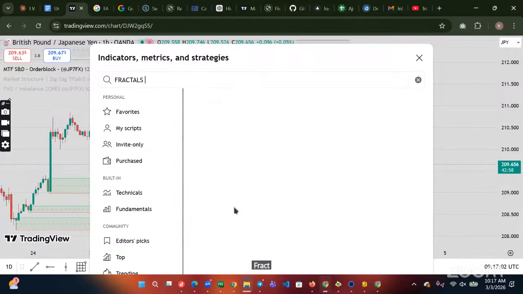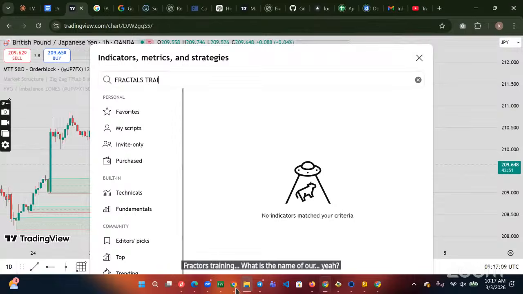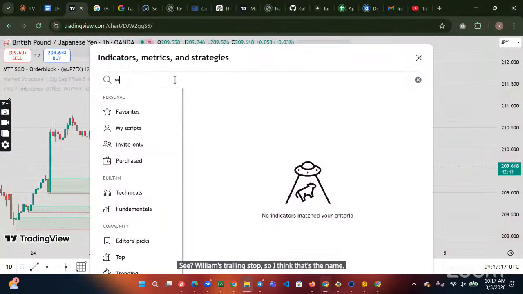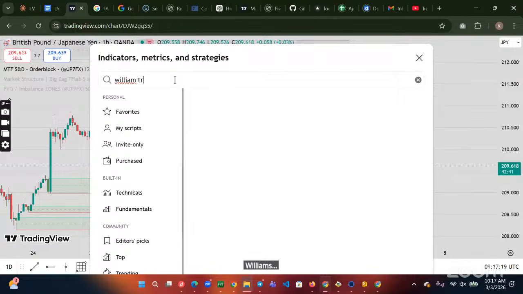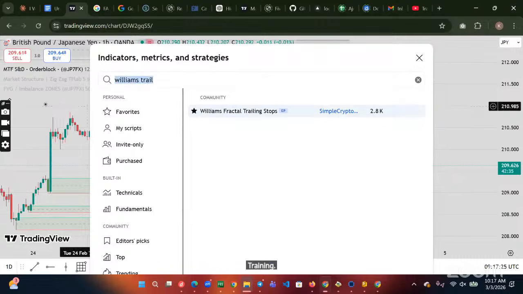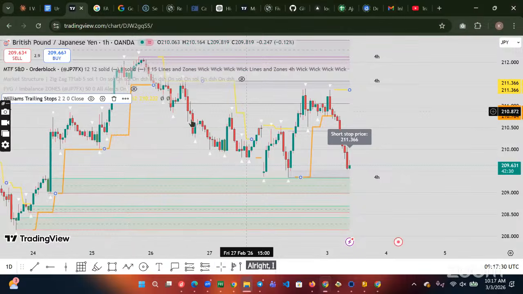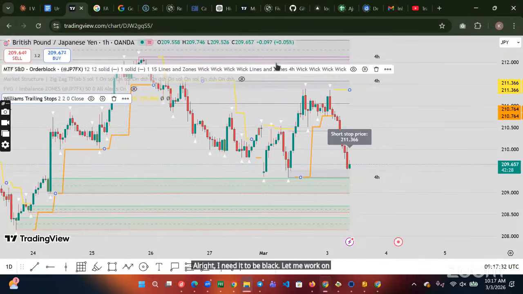Fractals trailing. What is the name over here? Williams trailing stop. So I think that's the name. Okay, so let me just put it on. All right, I need it to be black. Let me work on the settings just a moment.